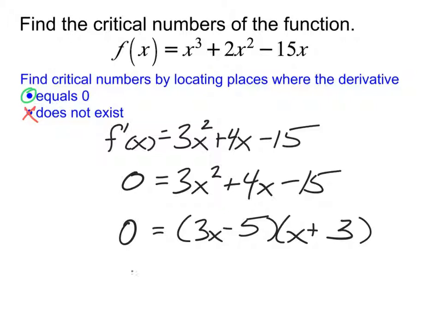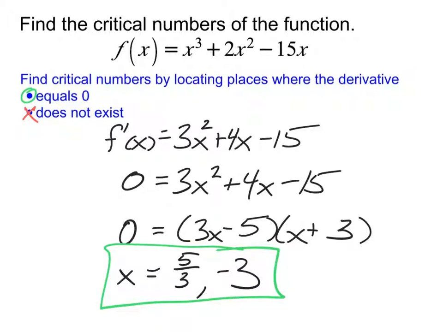So then we still have to figure out what those values are for x. So set each parenthesis equals 0. So we do 3x minus 5 equals 0, add 5, divide by 3. You should get 5/3. And then we do the x plus 3 equals 0. Of course, that's going to give us -3. And so those are our two x values. That takes care of where it equals 0. Remember, we ruled out places where it doesn't exist, so those are our only two solutions. Those are the critical numbers for that equation.